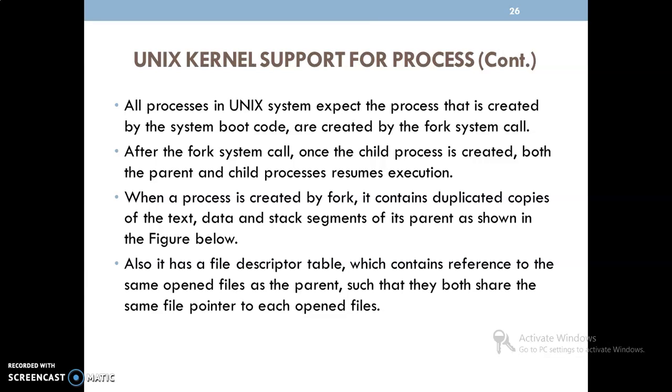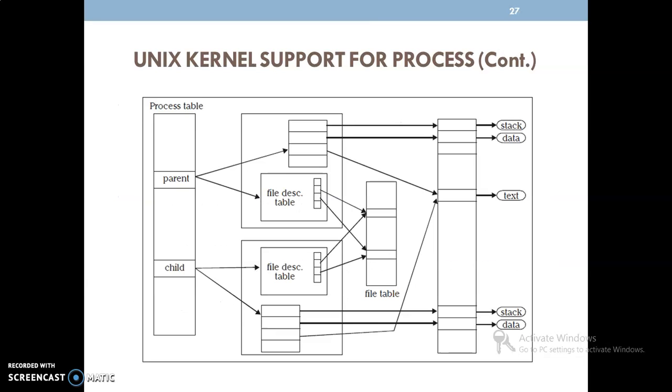Just we can find it in the diagram. It is more clear. Just here, process table. Just we can find it. Parent and child. Both are created independently.